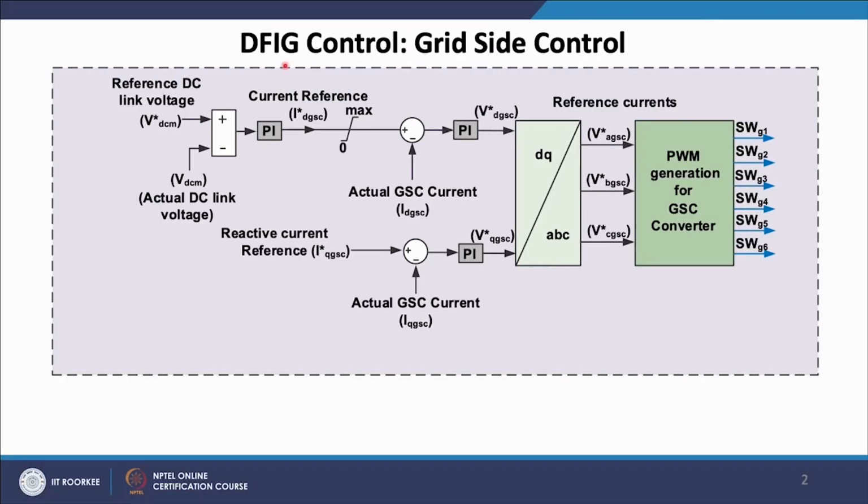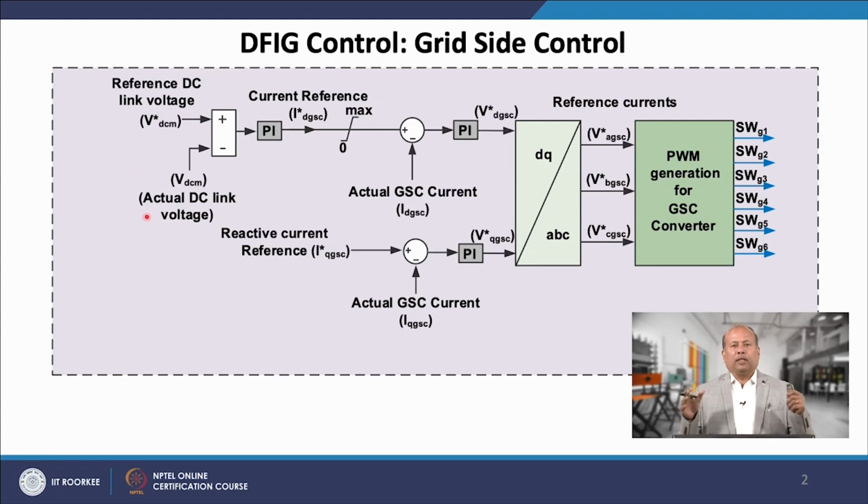Now, looking into grid side control, the generated DC link voltage when compared with the measured voltage of the DC link generates an error that is processed through a PI controller to obtain the D axis reference current. The measured GSC current D axis component tracks the reference value with the PI controller to obtain the reference D axis voltage, while the PI controller dealing with the Q axis component of GSC current is assigned to regulate reactive power injection.